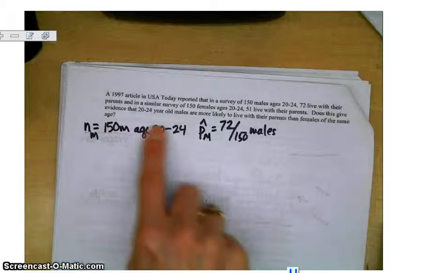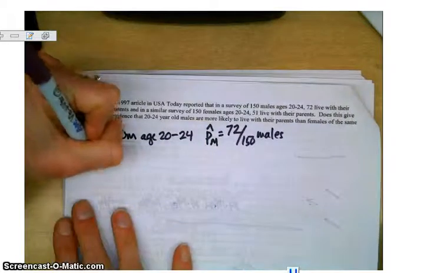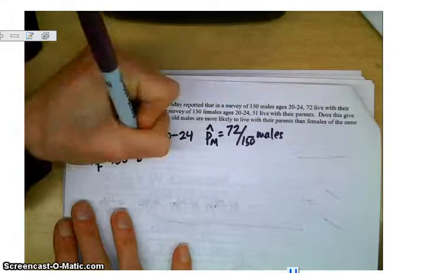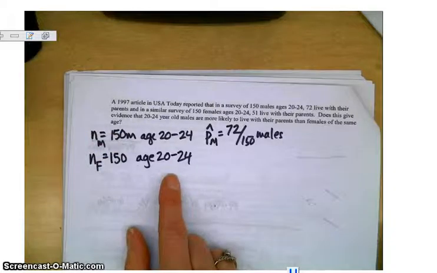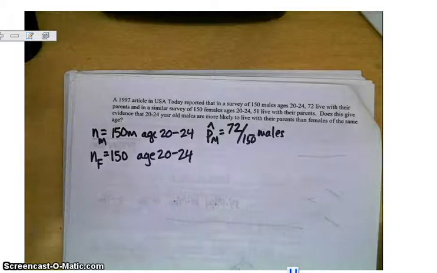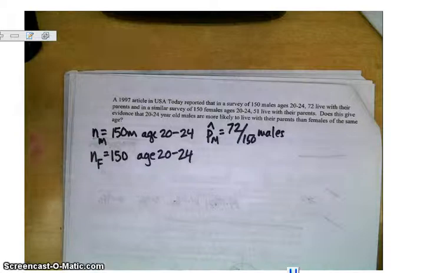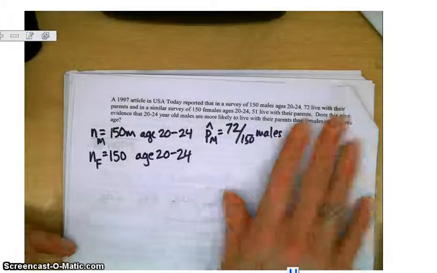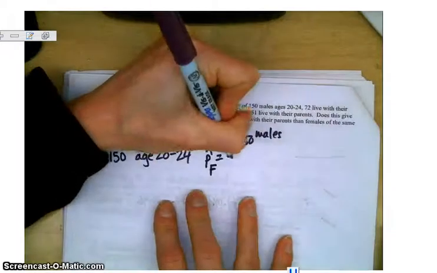Then it says in a similar survey of 150 females, so N of the females is 150, age 20 to 24. The age 20 to 24 basically tells us that we're comparing apples to apples. If you were comparing females ages 30 to 40 to men's age 20 to 24, there's not really a comparison. These people are at the same stage in their lives. They're in college a little, probably finishing college, seeing who lives with their parents. So of these females, the proportion that live with their parents is 51 out of 150.